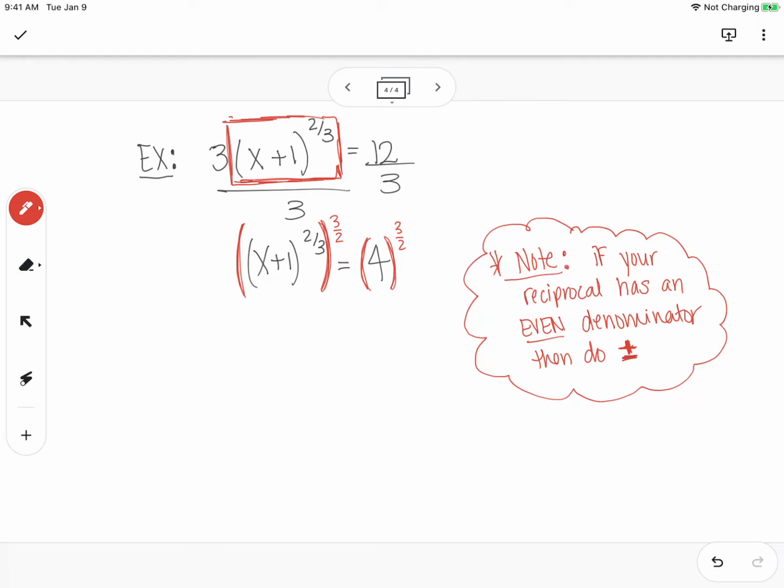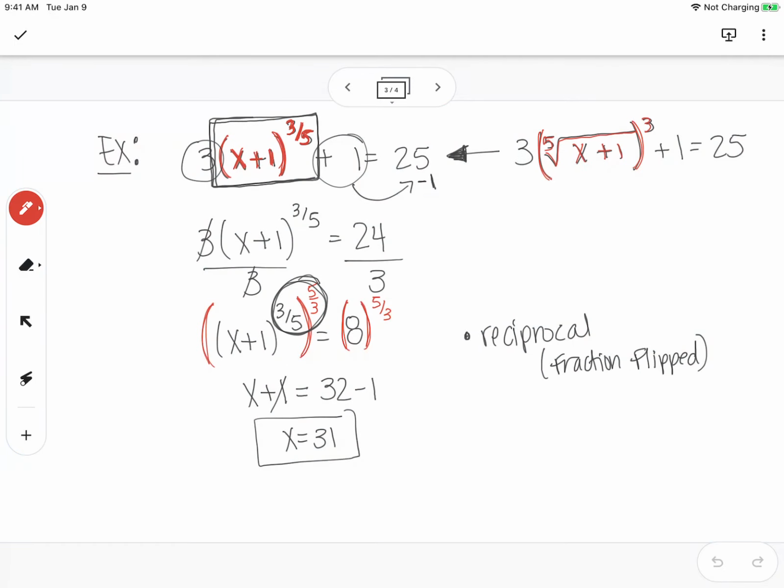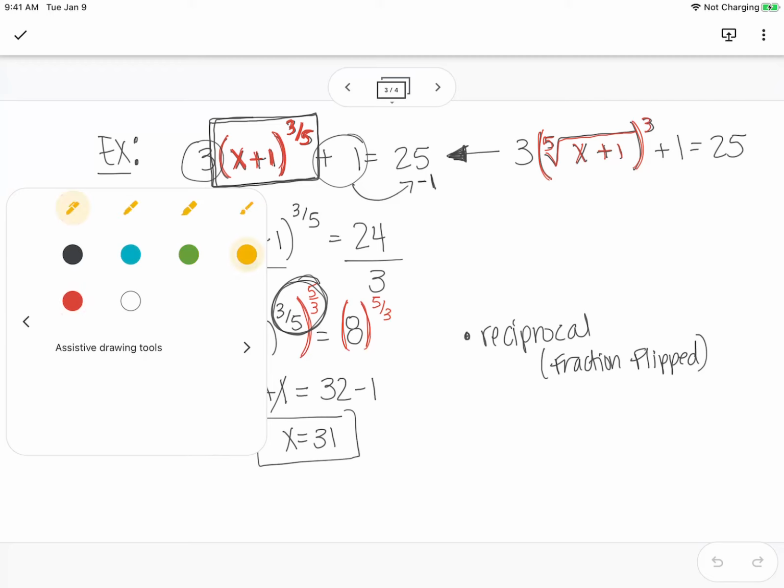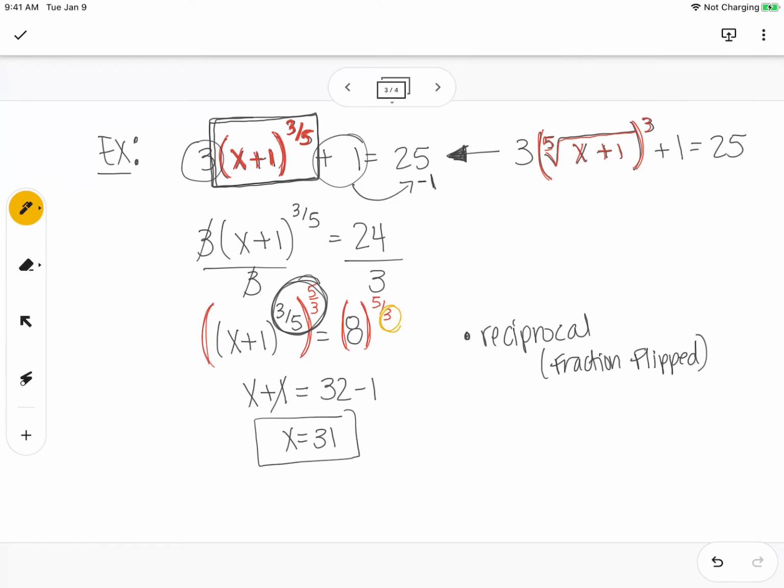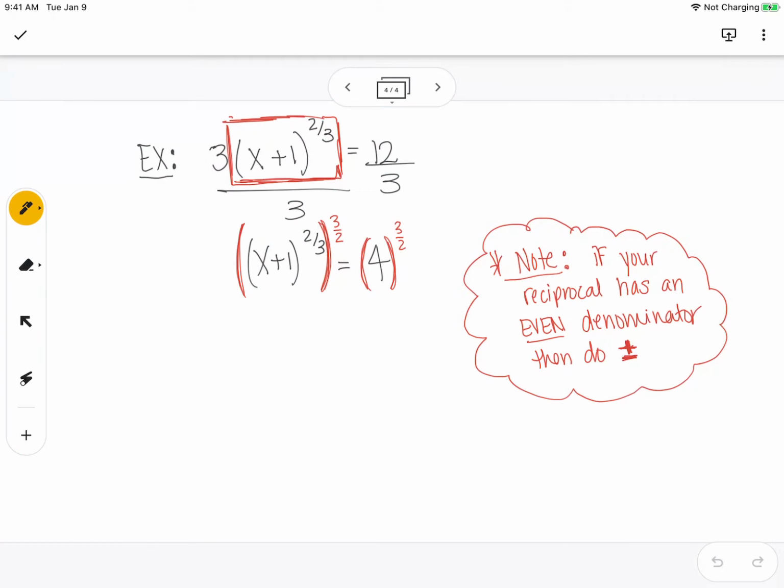Now the last example had an odd denominator. So if you take a look here, when I did my reciprocal, that number here was odd. So I didn't do plus and minus. But this reciprocal has an even denominator. So I'm going to have to do plus and minus whenever I figure out what 4 to the 3/2 is. So that's a very important note. Just make sure if you flip and your denominator is now even to do the plus and minus.